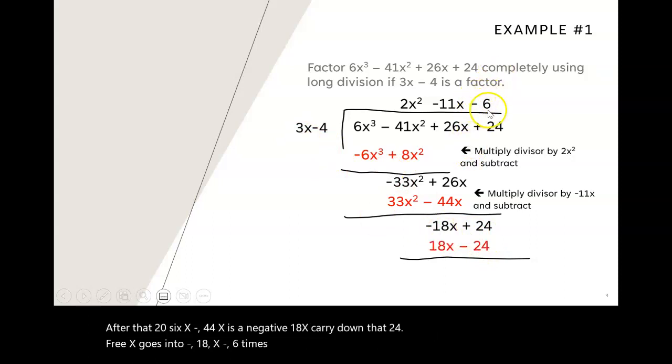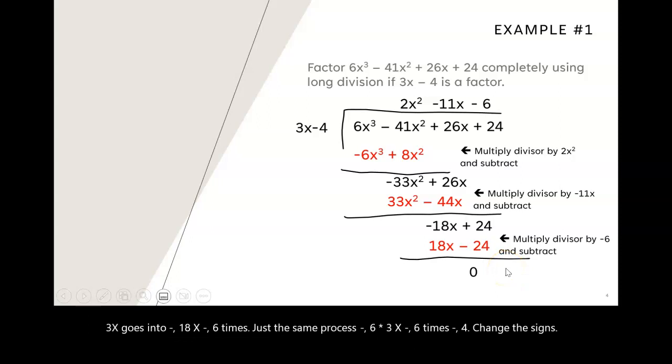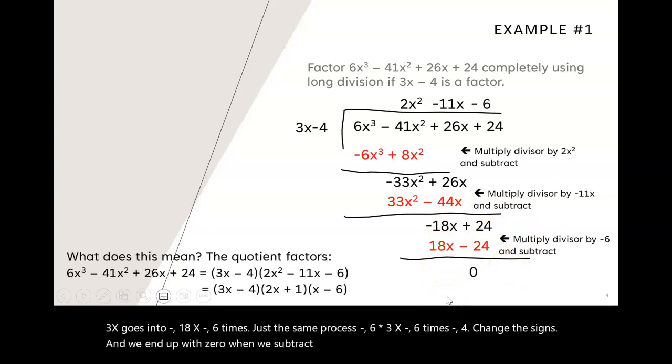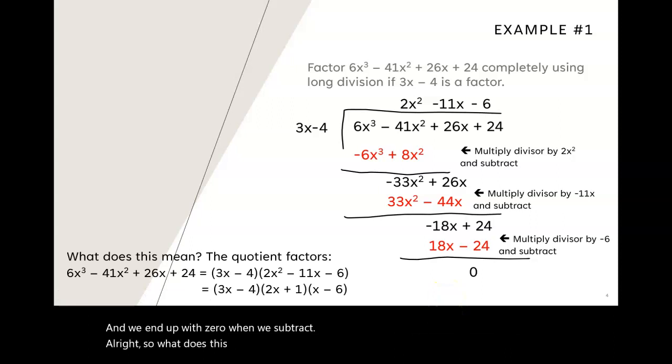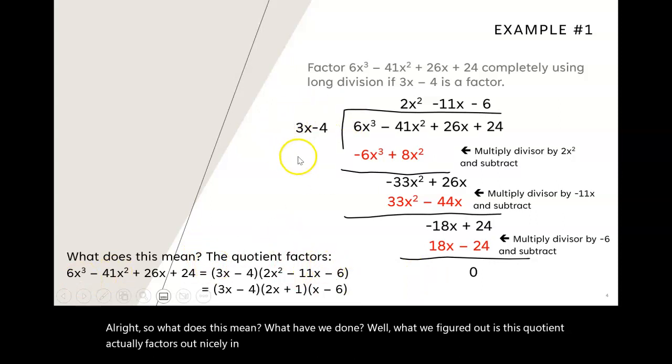It's the same process: -6 times 3x, -6 times -4, change the signs, and we end up with 0 when we subtract. All right, so what does this mean? What have we done? Well, what we figured out is this quotient actually factors out nicely. We figured out that 3x minus 4 is a factor because we get a remainder of 0.